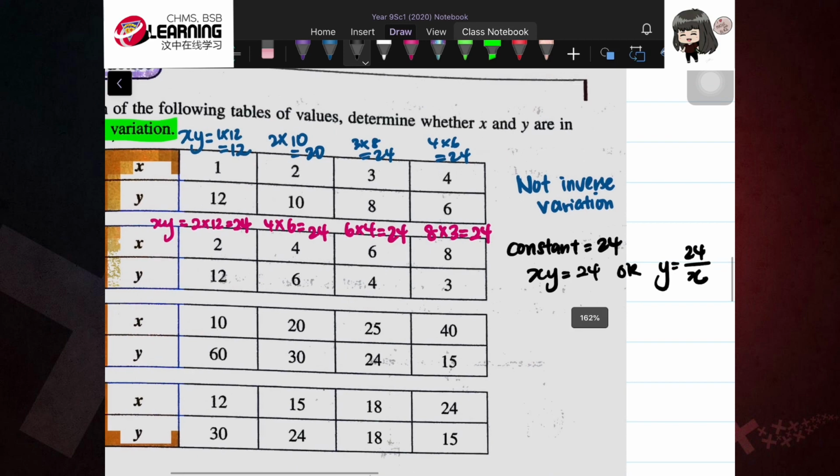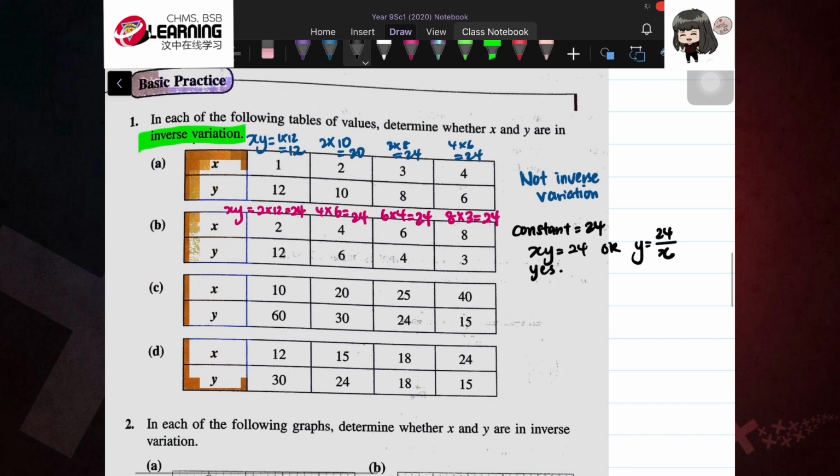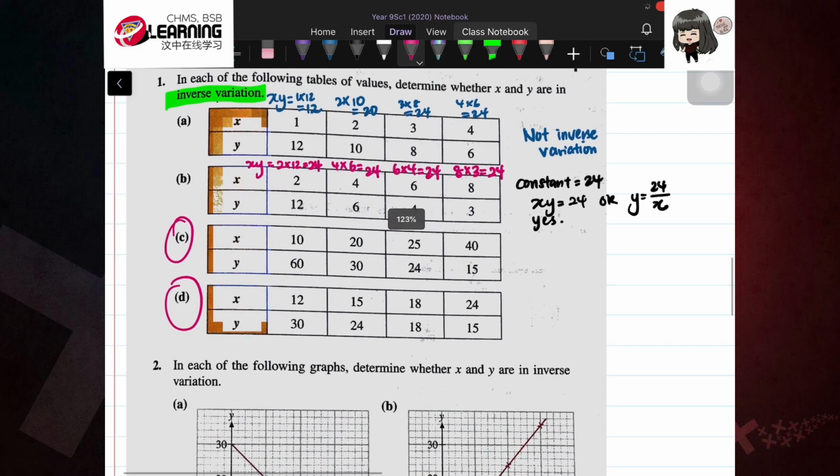Okay, so you write down the equation here. Oh, I forgot to write yes. Okay, yes, it's an inverse variation. Okay, so part C, part D, I leave it to you to do.